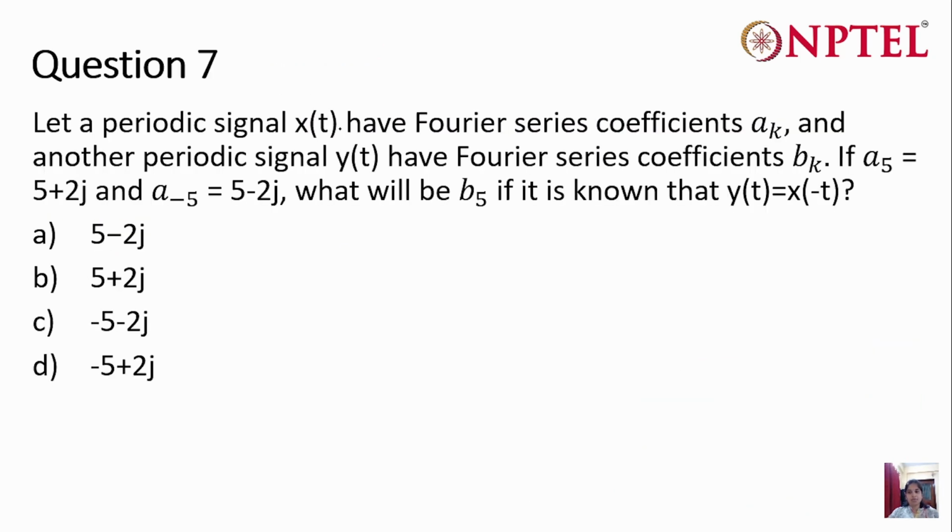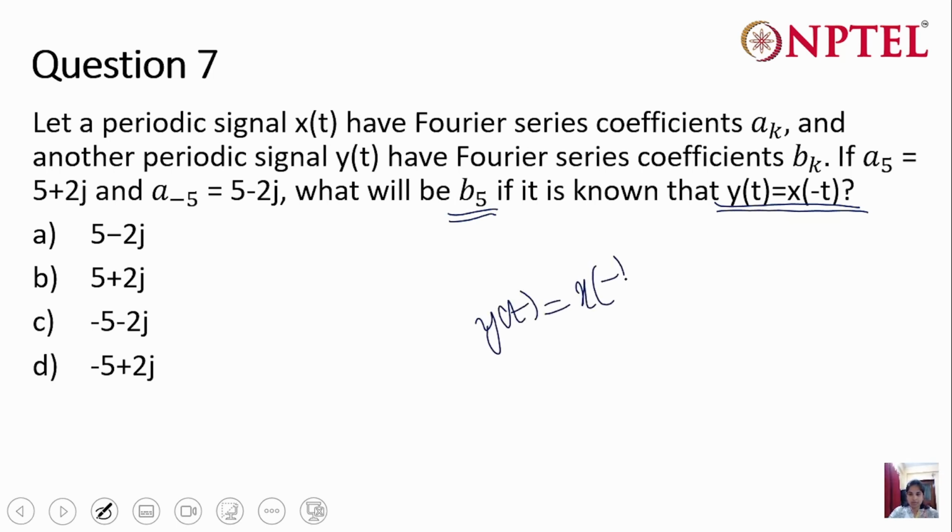Now we have x of t whose Fourier series coefficient is AK, and another periodic signal y of t whose Fourier series coefficient is BK. We know what A5 is, we know what A minus 5 is. We need to find what B5 is if we know that y of t is x of minus t. Again, this is quite simple. So what is the relation between B5 and A5? We know A5, A minus 5 also we know.